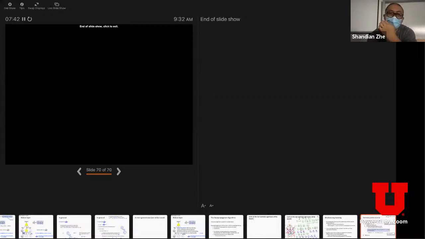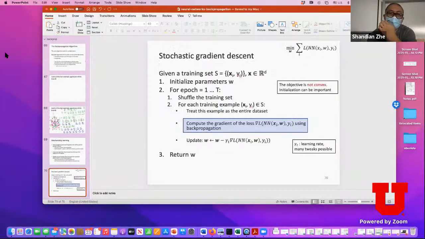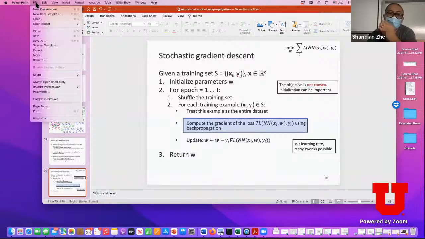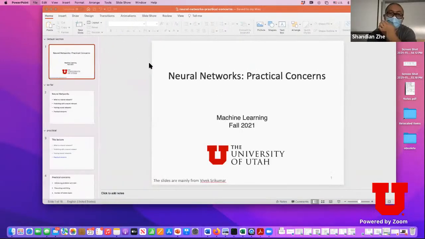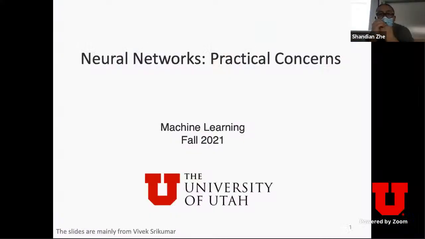This is just a brief review of what we discussed in the last lecture. So now we're going to talk about the last part of the neural network, right? It's about the practical suggestions. When you apply neural nets in practice, what kinds of problems should you be aware of, and what common strategies should we use to address those issues?